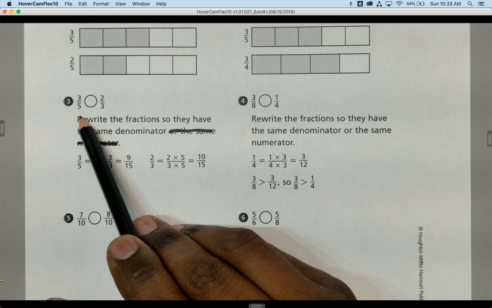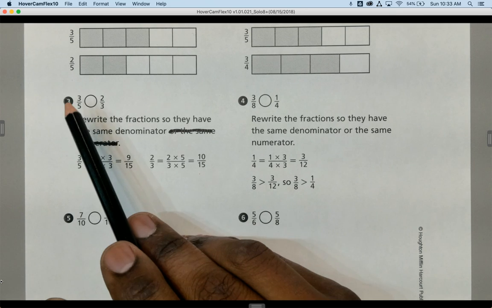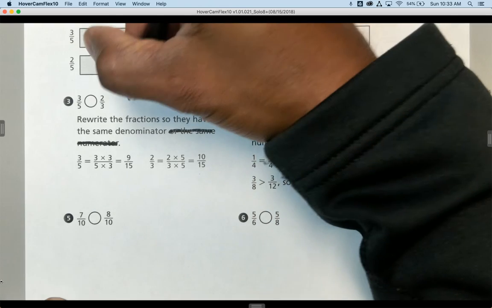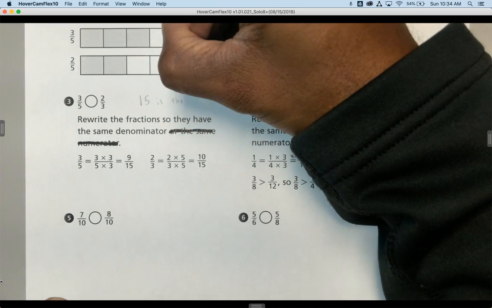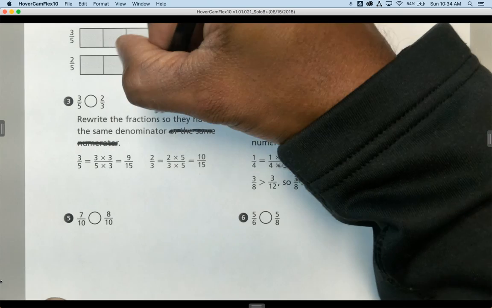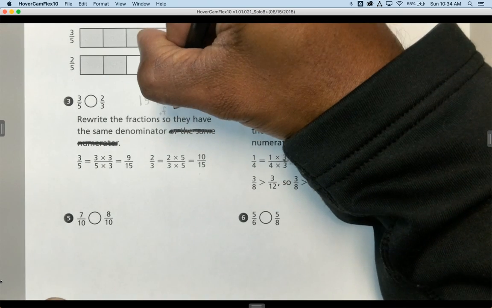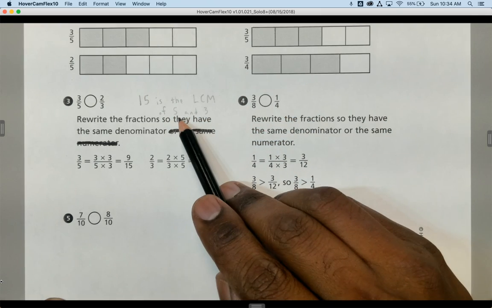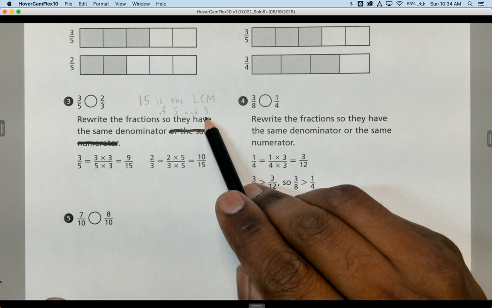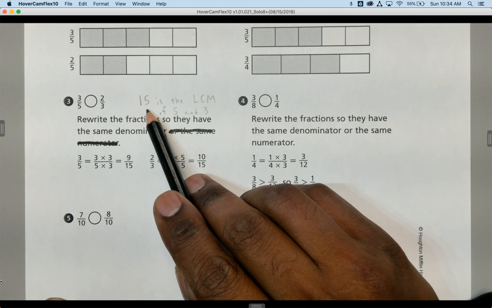Now we're going to go through our multiples of 5 until we find one that also works for 3. 5, 10, 15, 20. Wait a minute. 15. Ding, ding, ding! We have a winner. 15 is the lowest common multiple, and I call that the LCM, the lowest common multiple that 5 and 3 share. In other words, if you list out your times facts for 5 and list out your times facts for 3, 15 is the lowest number that's going to appear on both of those lists.